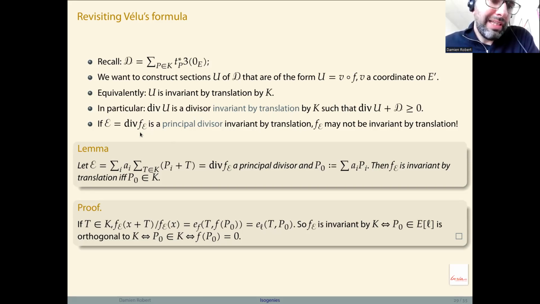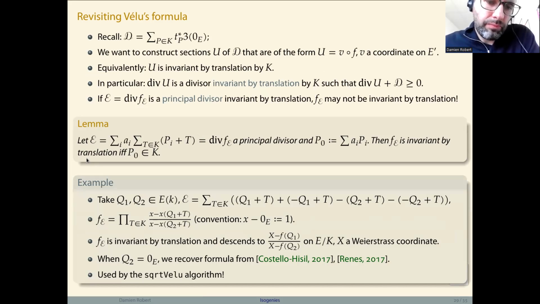So there's a small lemma. If E is invariant by translation, it's written in the form sum of a_i, sum of P_i plus T, where T is in the kernel. And I can look at P0, which is the sum of a_i P_i. And it's not too hard to show that the function is invariant by translation exactly when P0 is in K, so when f of P0 is equal to 0. I'll give a small proof, but I won't go into details.